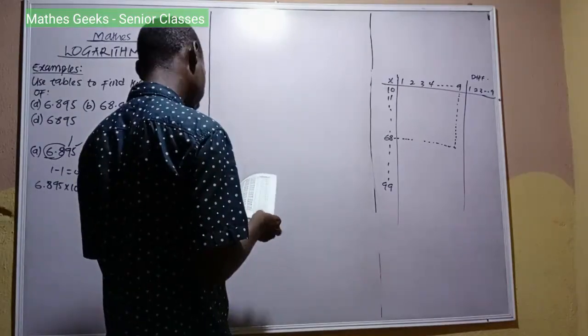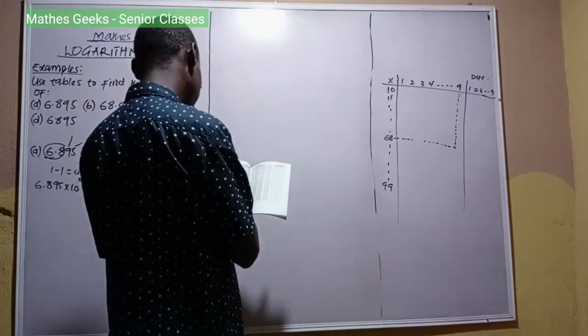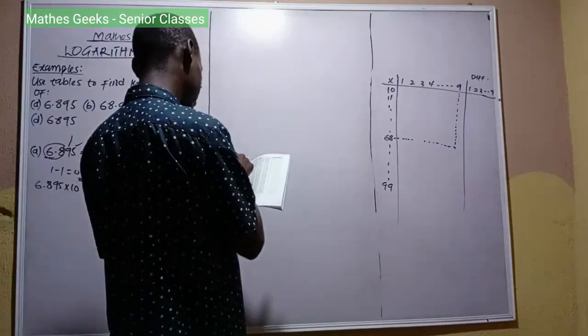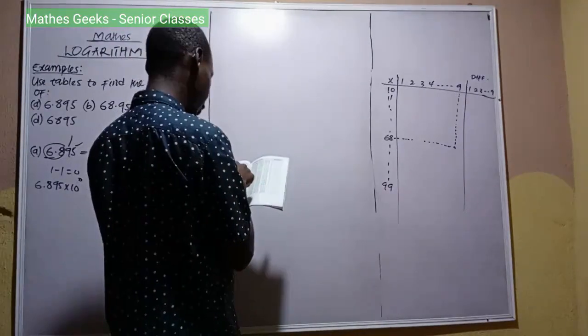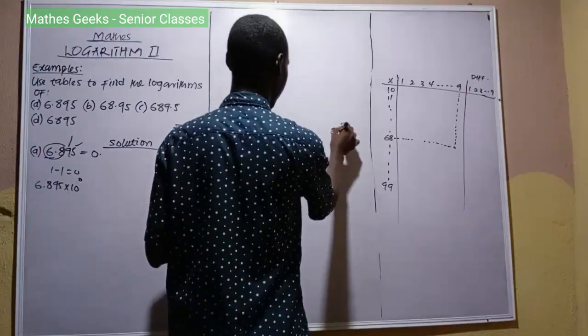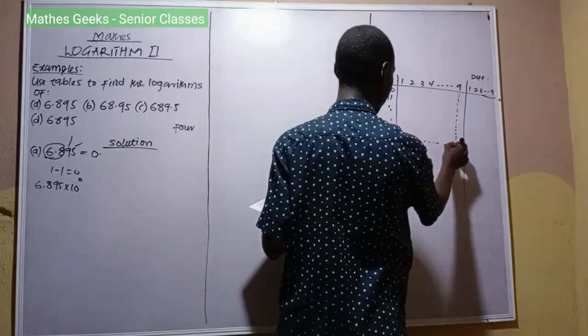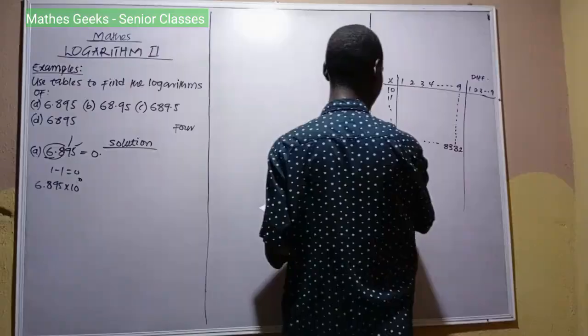Alright, logarithms of numbers. So I'm going to go to where I have 68. I'll trace it to where 9 is on this side of the table. So 68 under 9 is 8382. The value there is 8382.